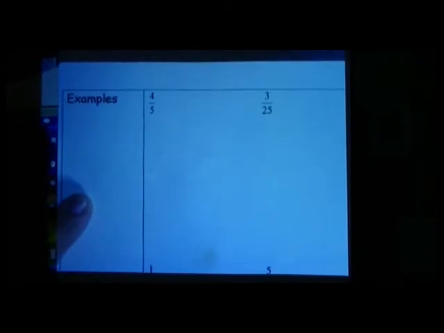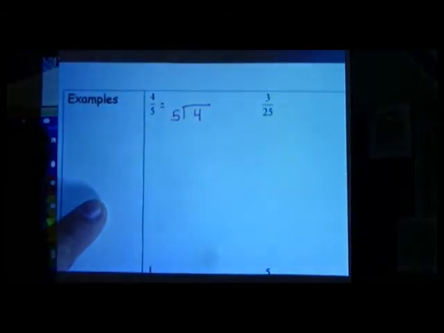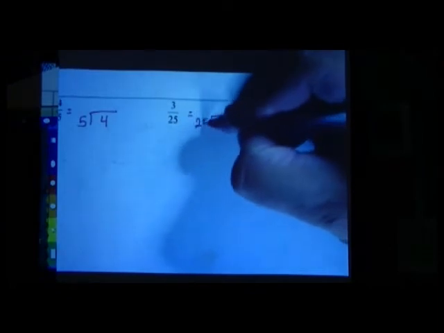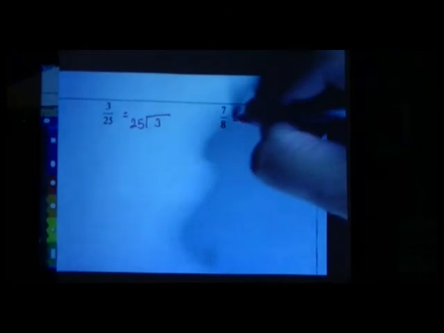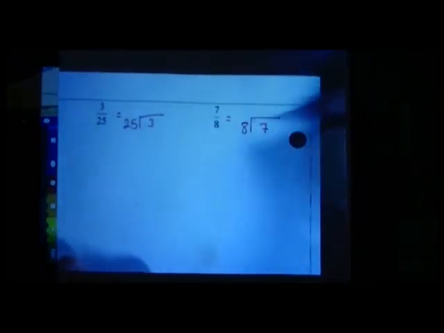On the other side of this page, there are 6 fractions that we have to convert to a decimal. So, 4/5, we're going to do top in, bottom out. Top goes in, bottom goes out. Okay, let's do that for all of them. Top in, the top number is 3, the bottom number is 25, so it goes outside. Now 7/8, we're going to do that also. Top goes in, bottom number goes out.